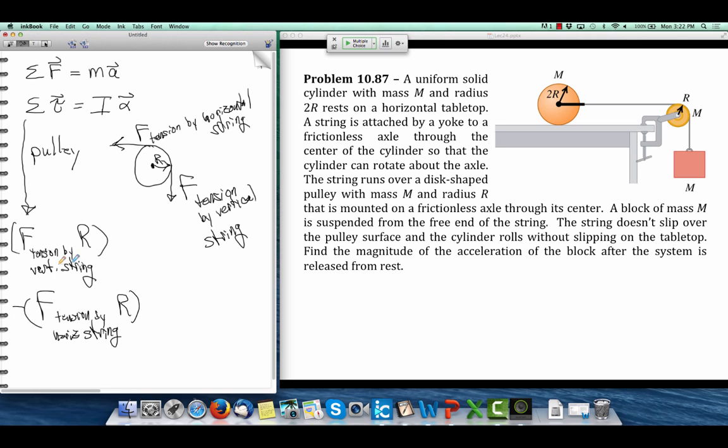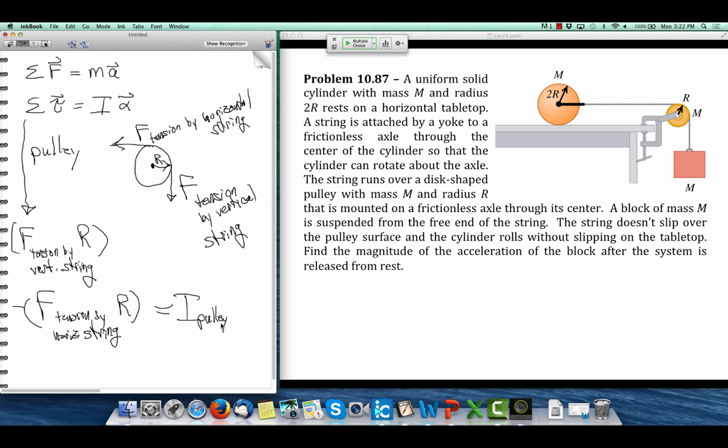This tension by the vertical string is larger, so the clockwise torque is bigger. And the sum of those two, I put a minus sign in between because one is clockwise and one's counterclockwise, is going to be, just by this equation here, I of the pulley, the rotational inertia of the pulley. Yeah?